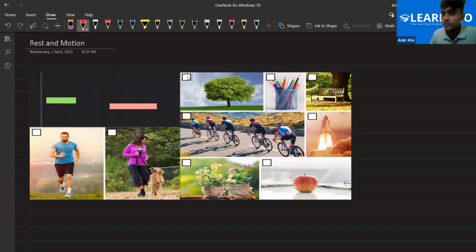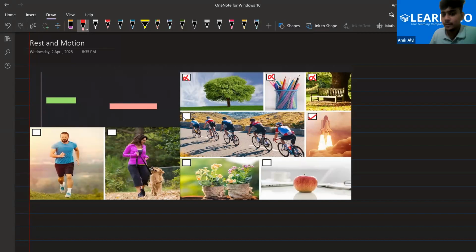Now let me know, is this tree moving or at rest? Rest. Javeriya? Rest. Chakrika has already given me the answer, no worries. Let me know the answer for this one, Javeriya. Rest. Next one. Rest. This one. Moving. Now both of you, please let me know the answer for this case.